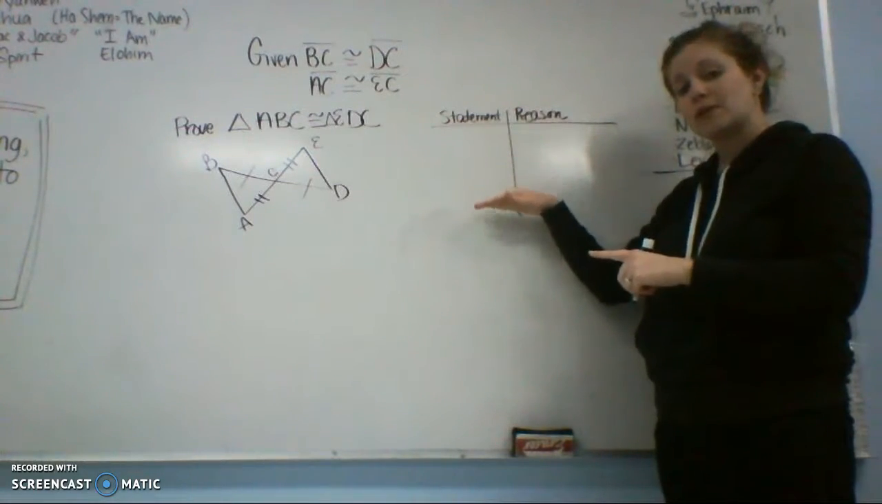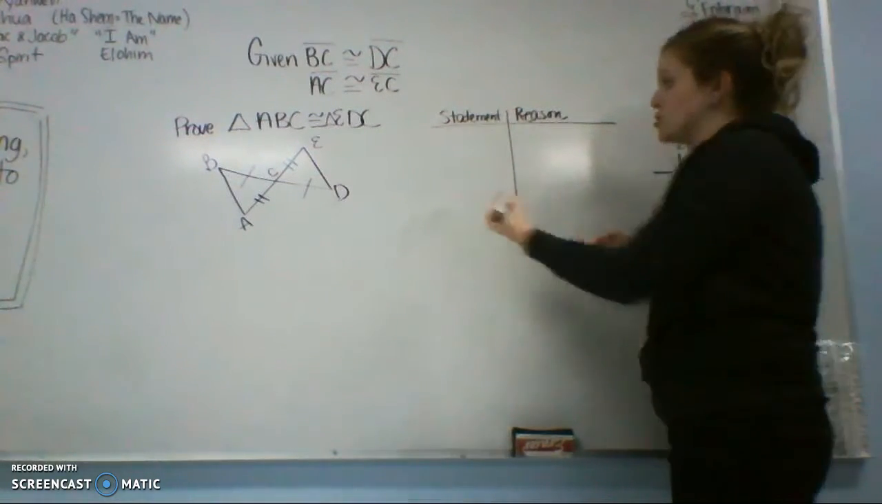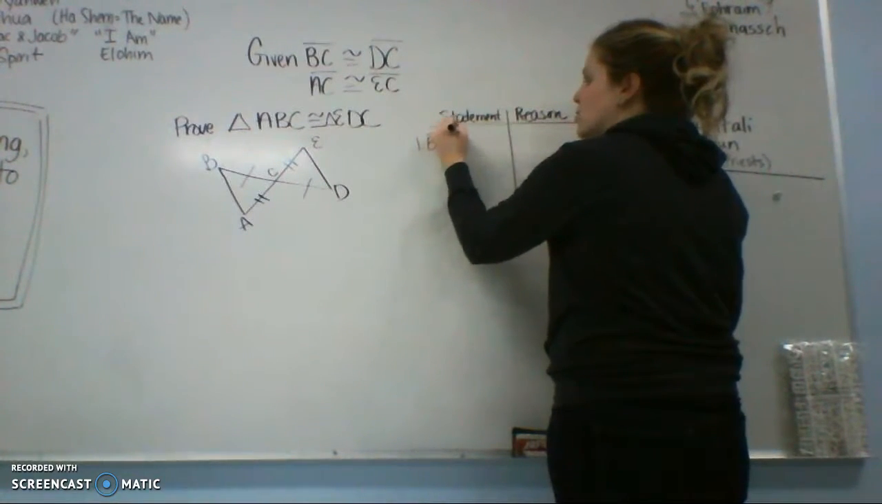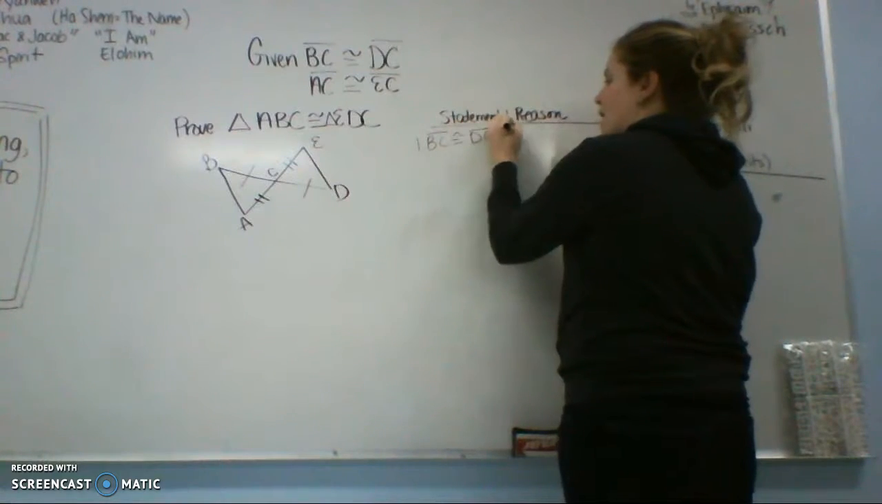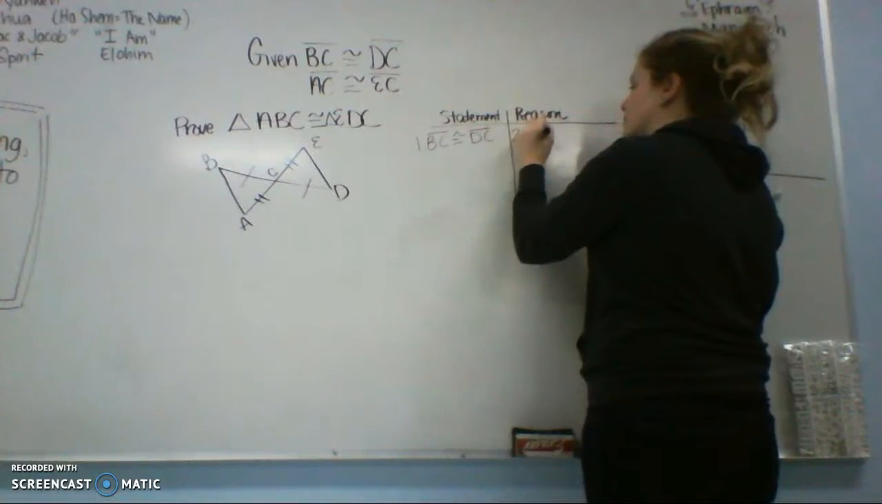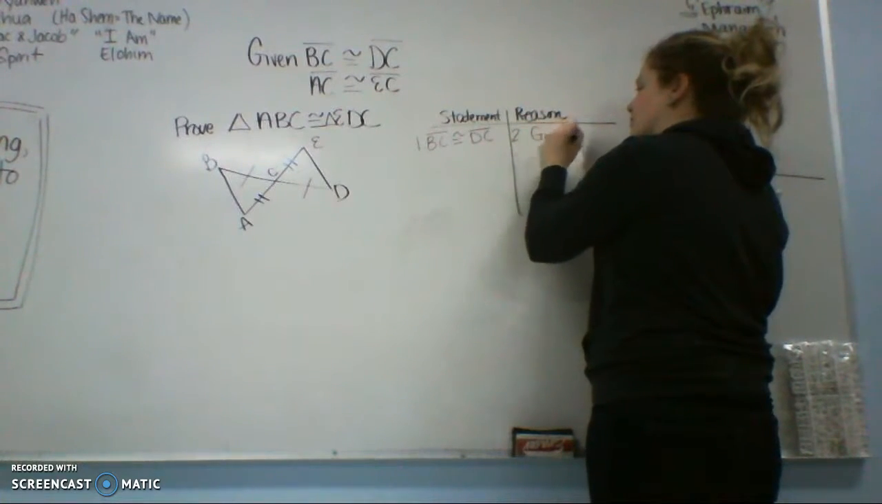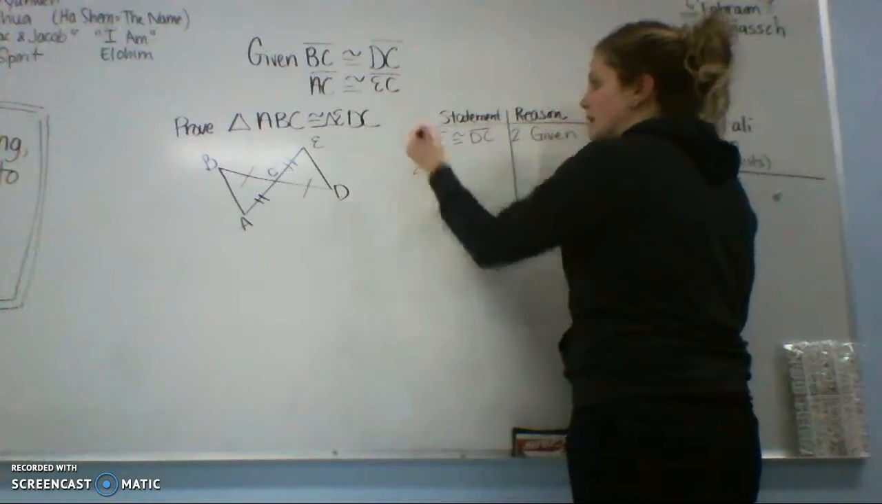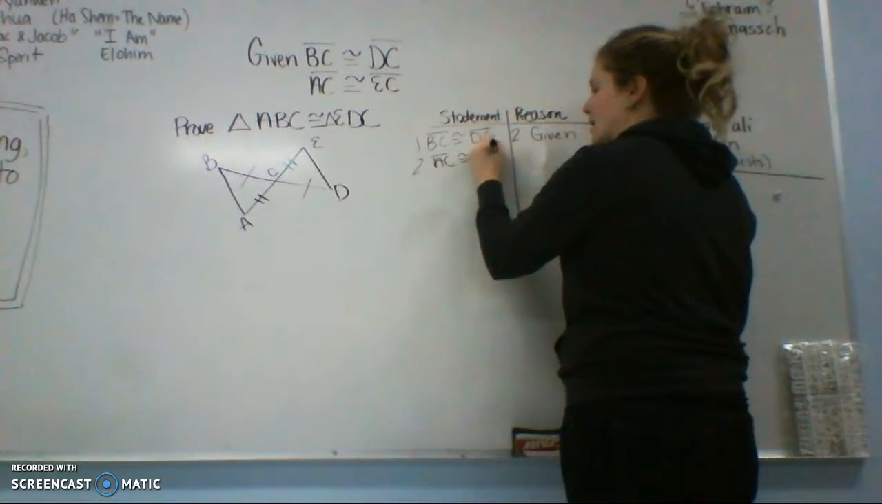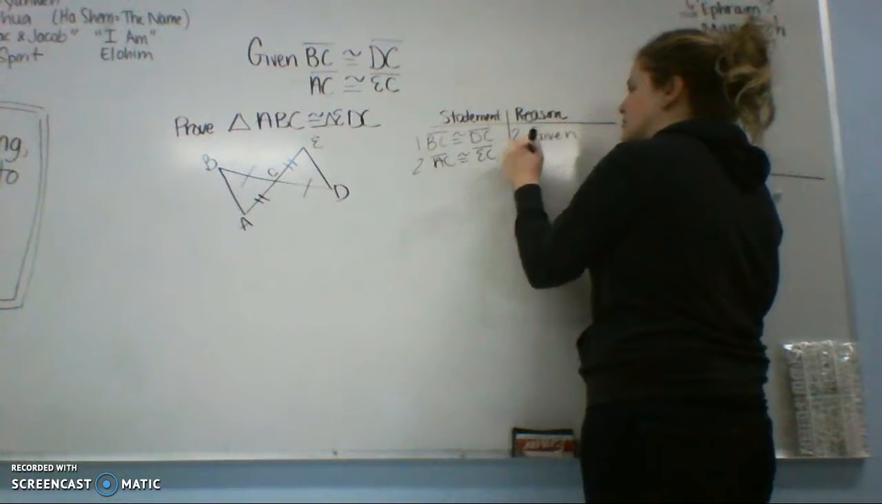Now I need to put that information into my proof. Two separate statements, so two separate lines is what I'm going to do. So statement 1, segment BC is congruent to segment DC. And I know that's true because it was given to me at the beginning of the problem. Statement 2 is that AC is congruent to EC, and I know that too because it was given to me.